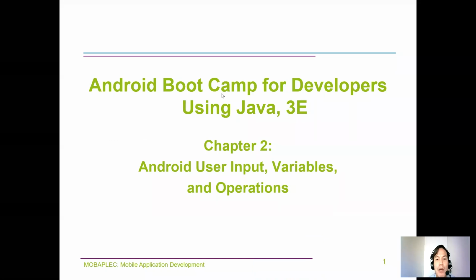Previously, we discussed chapter 1 about the Android application in terms of its environment and the different mobile apps, with Android Studio as the IDE or platform that we're going to use. Now it's a continuation of the IDE in terms of building Android apps. This one is the continuation of the chapters that includes user input variables and operations. Okay, let me share my slides.